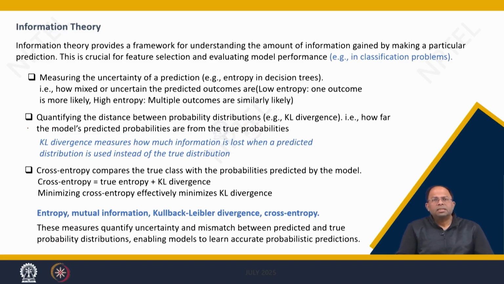So in the case of decision trees, we measure the entropy. We measure the uncertainty of a prediction via entropy, that is, how mixed or uncertain the predicted outcomes are. Low entropy means one outcome is more likely. High entropy means multiple outcomes are similarly likely.